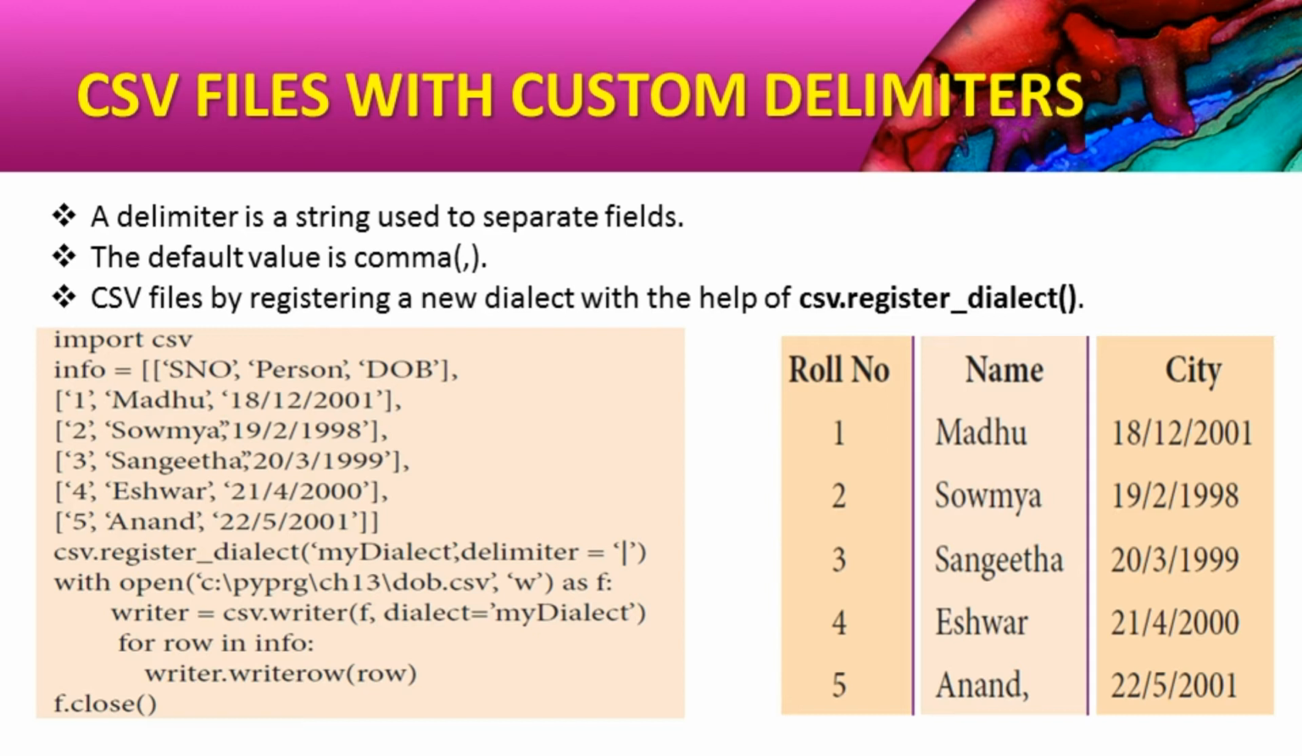So here the output is, when we open the CSV file, the output is roll number, name, city. The data which is given in info is printed in the notepad file.